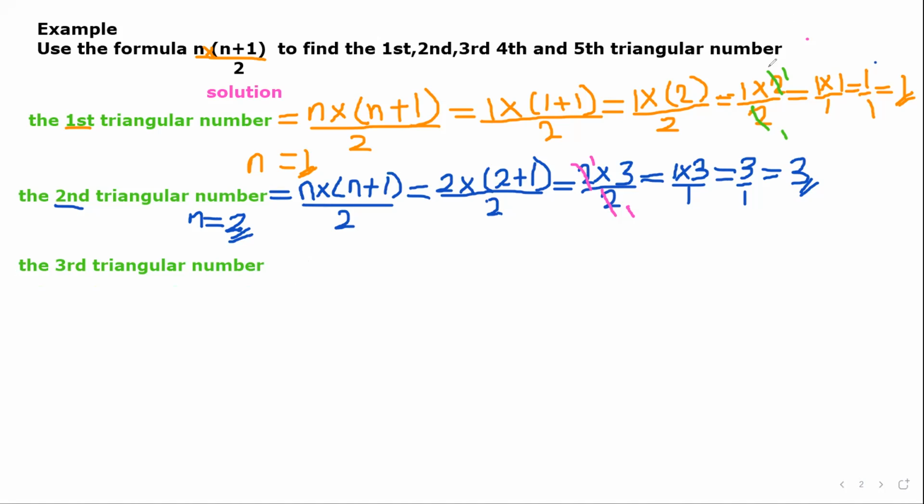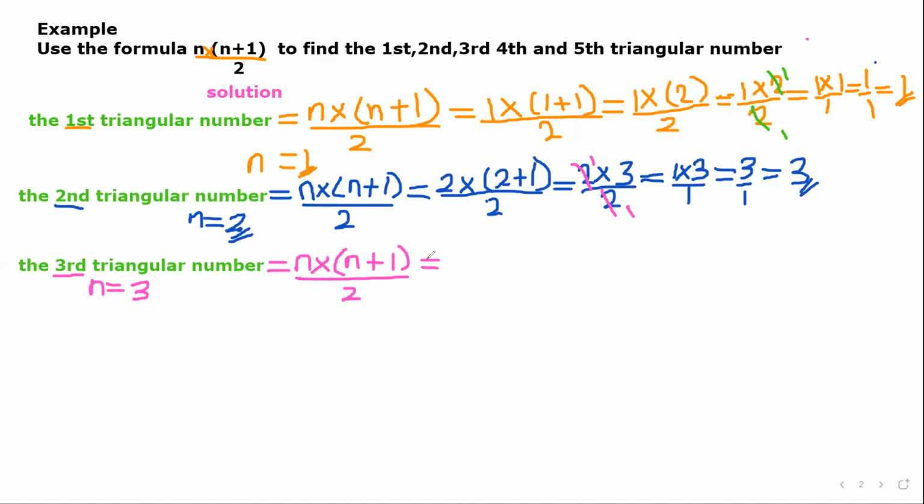The third. So let me code the formula first. So finding the third triangular number means now the formula is n times the bracket here, n plus 1, bracket close, all divided by 2. Okay, good. Now because we're supposed to find the third triangular number, n is equal to 3. So you substitute the 3 into the formula and then you solve.